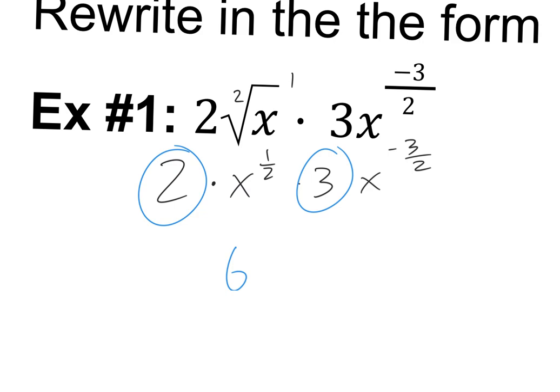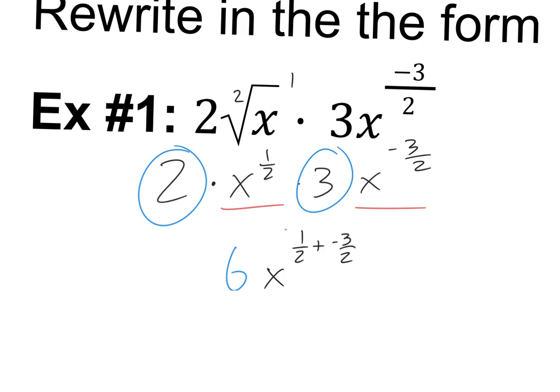But what do we do about these? Well, we're multiplying here, and they do have a common base. So we're just going to add these exponents. Even though this is a negative, we just add it. Adding a negative is just like subtracting. So you have x to the 1/2 plus negative 3/2.